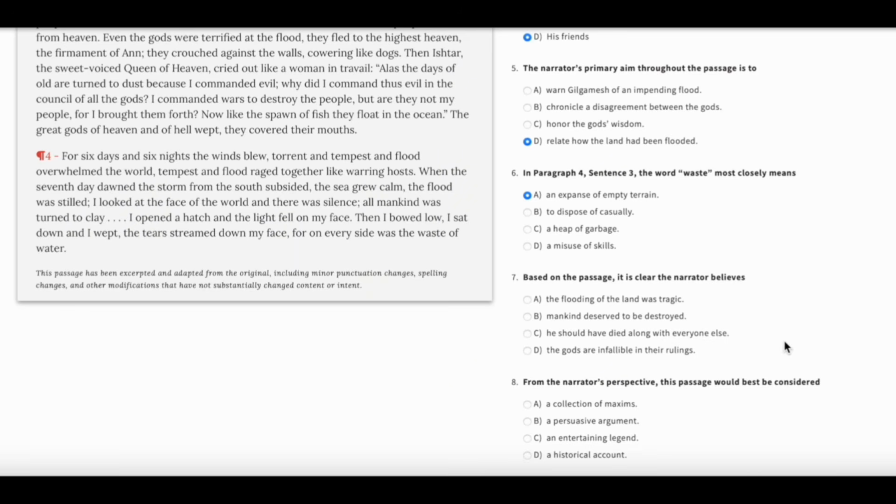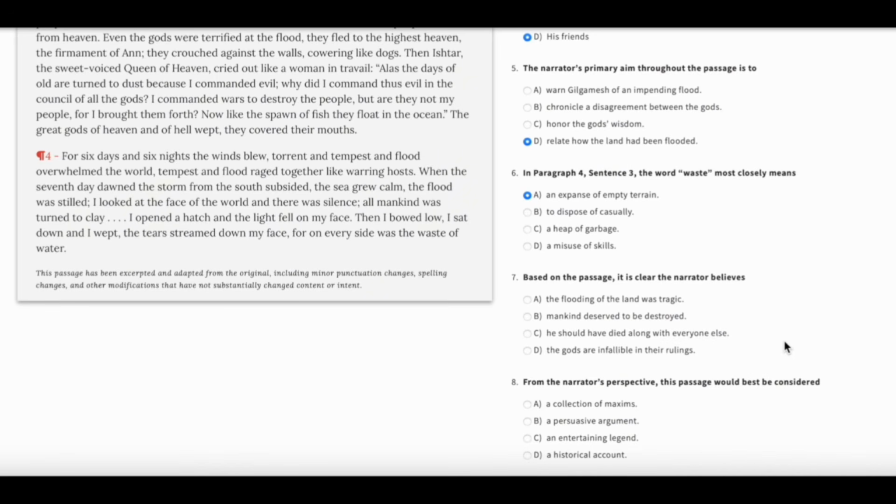C. He should have died along with everyone else. Do we have any evidence the narrator believes he should have died along with everyone else? I don't know. I don't think so. I just don't see any evidence for it. We've got clear evidence for A. So, probably not C. Even if that's a reasonable thing to think, right? Like, I could imagine somebody saying that, but that's not the question. We're looking for the evidence. Yeah. So far, we've got evidence for A and none for B and C. Try D.